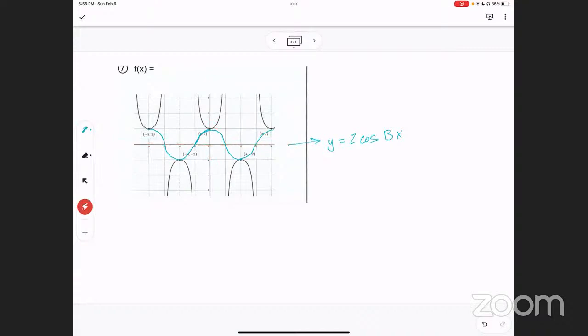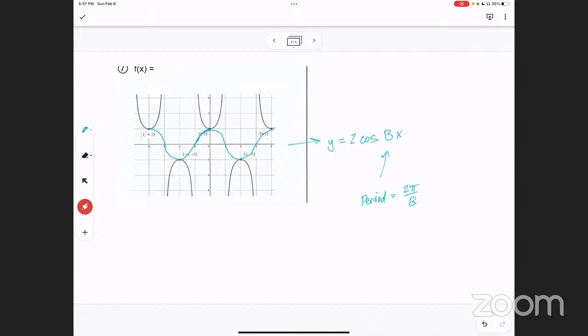Your midline is actually right at the x-axis, so there's no vertical shift. Correct. So all I have to do is figure out what b is. And how do I figure out what b is? The period. The period equals 2 pi over b. Very good. And so now let's solve it.